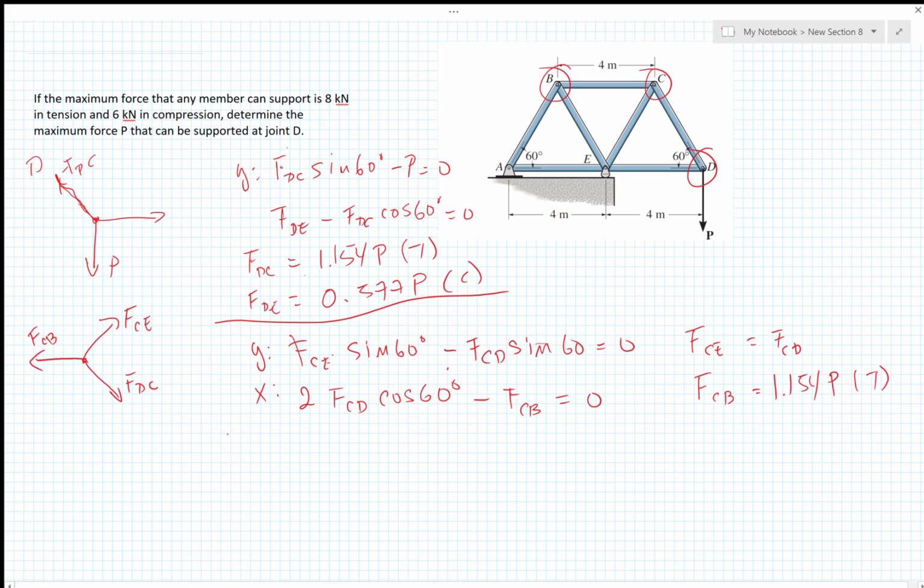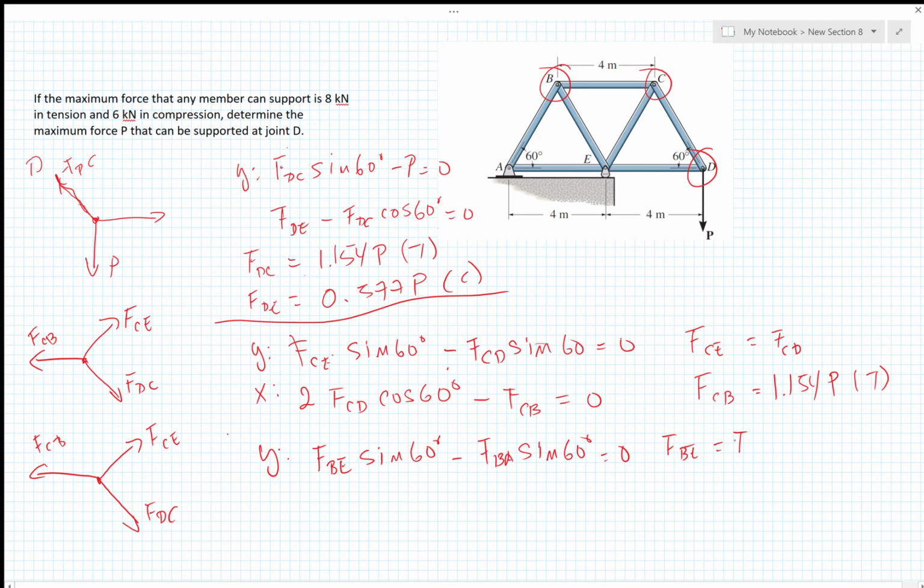The next one I should try would be joint B. So let's draw the free body diagram for joint B. For joint B, we would have the force F_CB, then F_CE, and then F_DC. Now I can solve. The y component would be F_BE sine of 60 degrees minus F_BA sine of 60 degrees, equal to 0, and that tells me that F_BE is equal to F_BA.